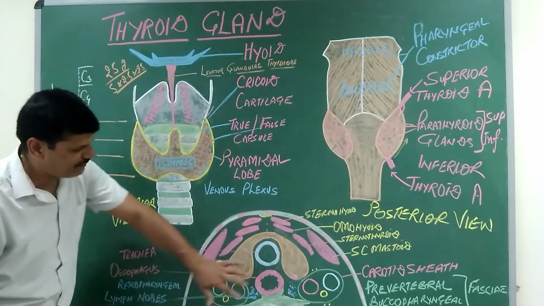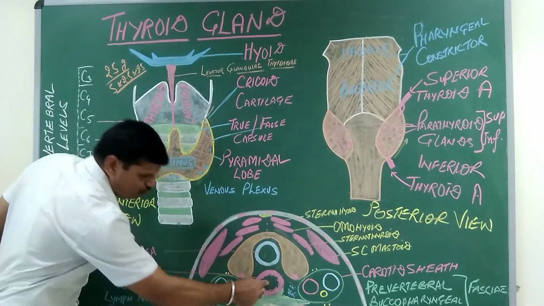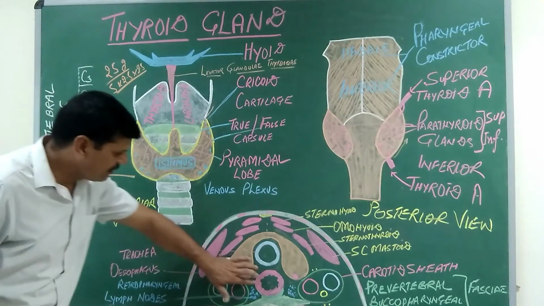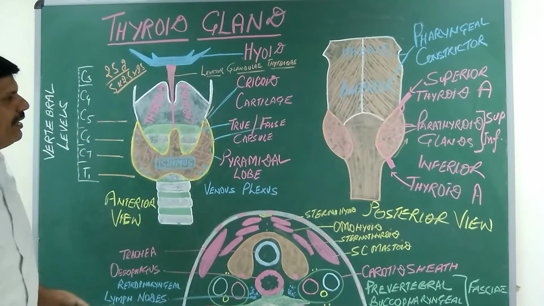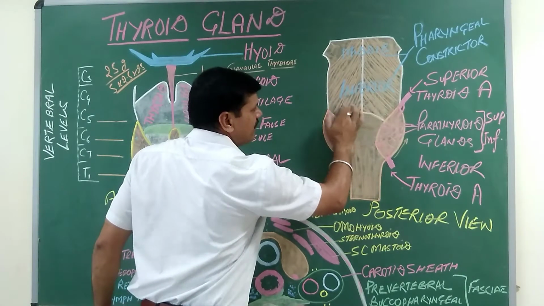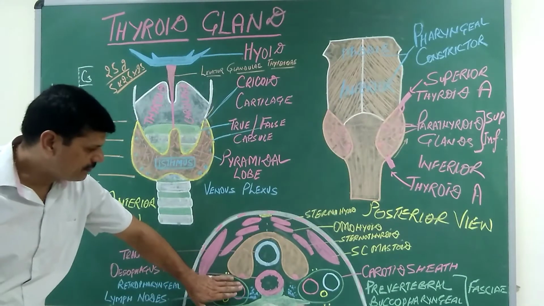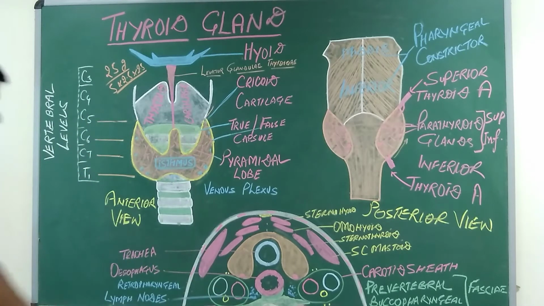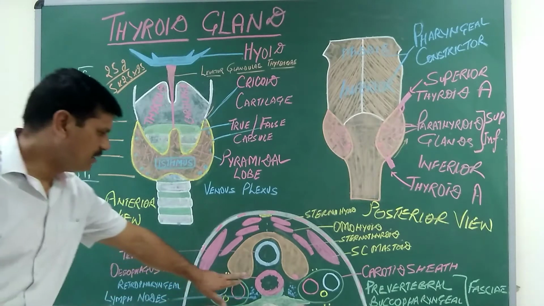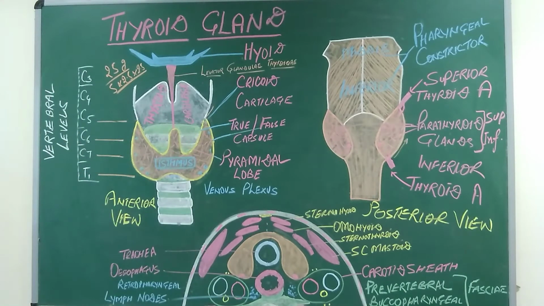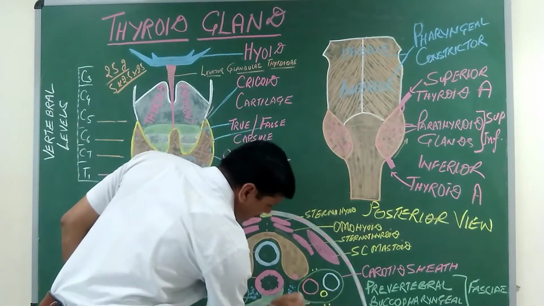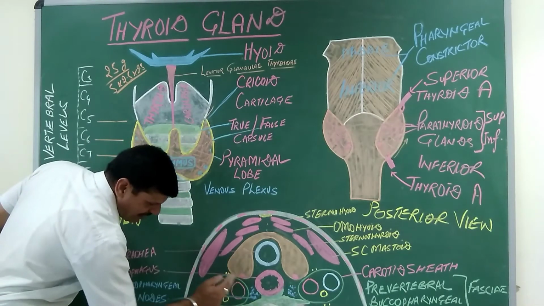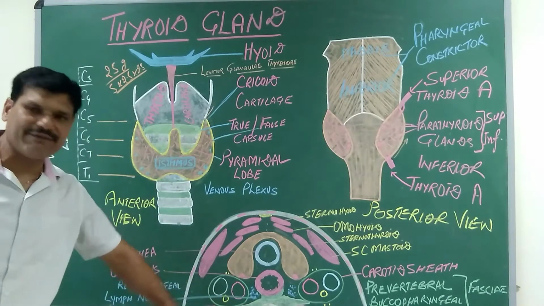The medial surface has relation with two tubes, the trachea and esophagus. It also has relation with two muscles, the cricothyroid and the inferior constrictor, and two nerves, the recurrent laryngeal nerve and the external laryngeal nerve. The posterior surface has relation with the carotid sheath, whose contents are the common carotid artery, internal jugular vein and the vagus nerve.